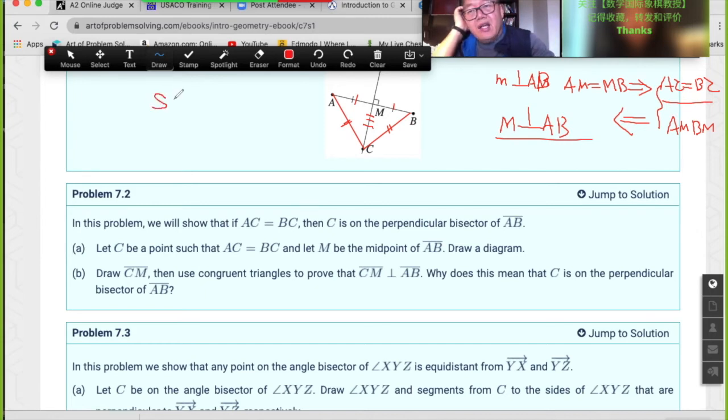That's sides, sides, sides, right? So we have three pairs of sides that are congruent. So then we can use SSS to prove these two triangles are congruent, right? After we get these two triangles congruent, then the corresponding angles will be equal. So this angle should equal this angle because they are corresponding angles.